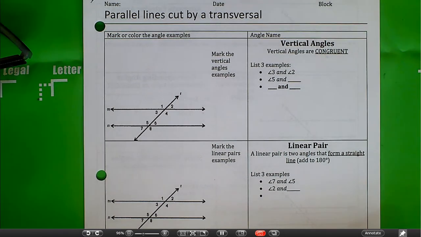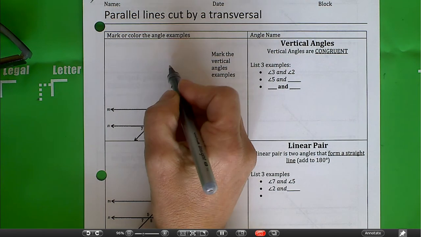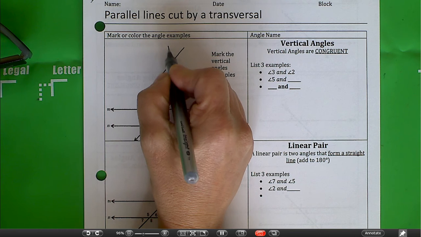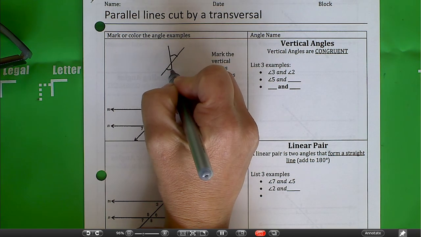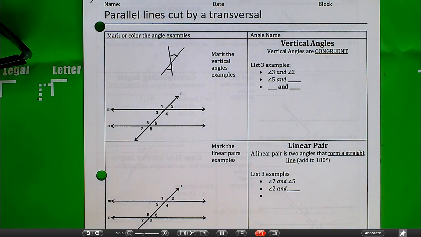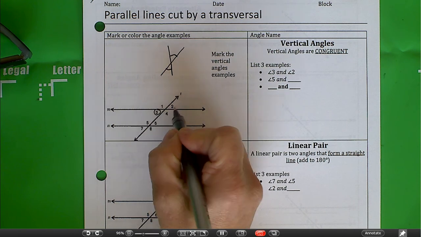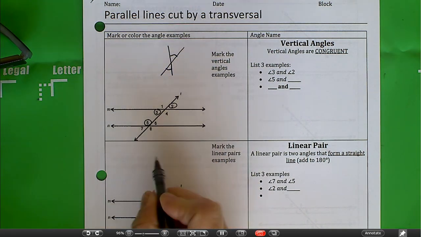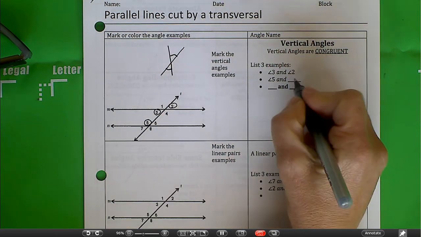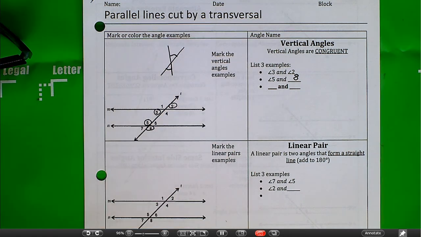We have parallel lines cut by a transversal, and we want to look at the vertical angles. I want to remind you, vertical angles look like this, and opposite angles are the same. So we have 3 and 2 are vertical, 5 and 8 are vertical, and there are 2 more sets of vertical angles.